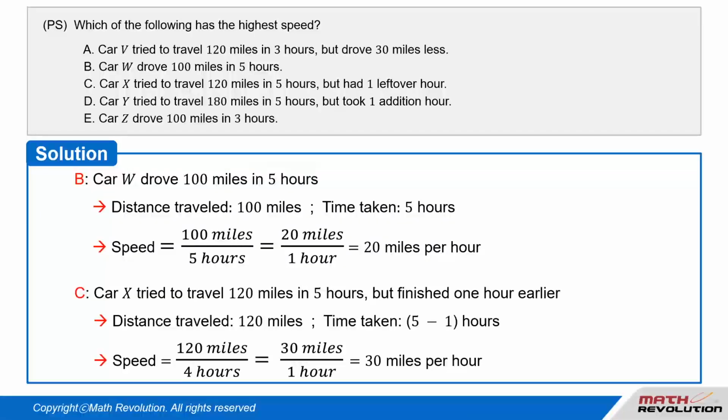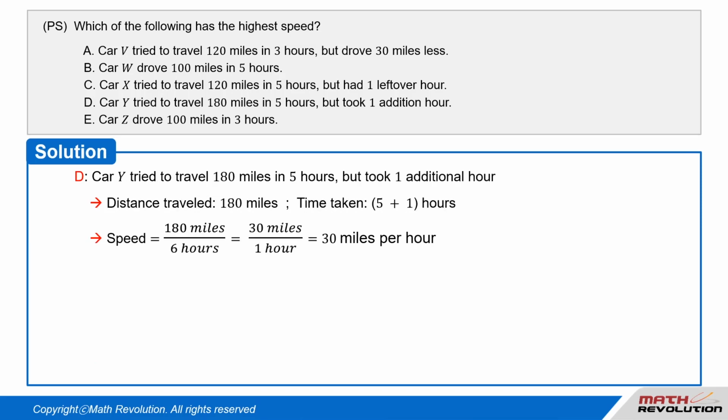C. Car X tried to travel 120 miles in 5 hours, but finished 1 hour earlier. The distance traveled is 120 miles, and the time taken is 5 minus 1, or 4 hours. So speed equals 120 miles over 4 hours, which equals 30 miles over 1 hour, which equals 30 miles per hour.